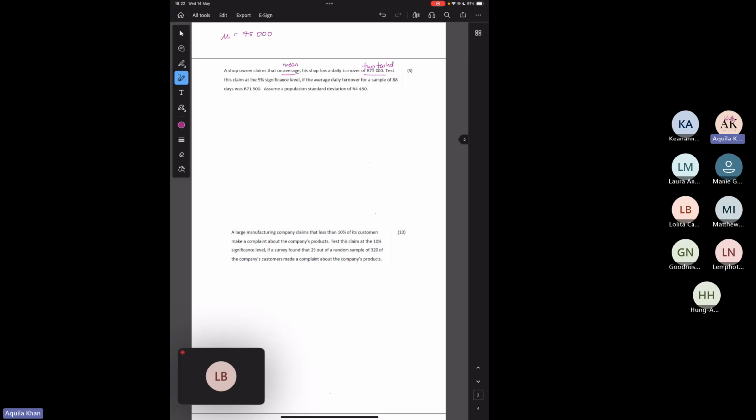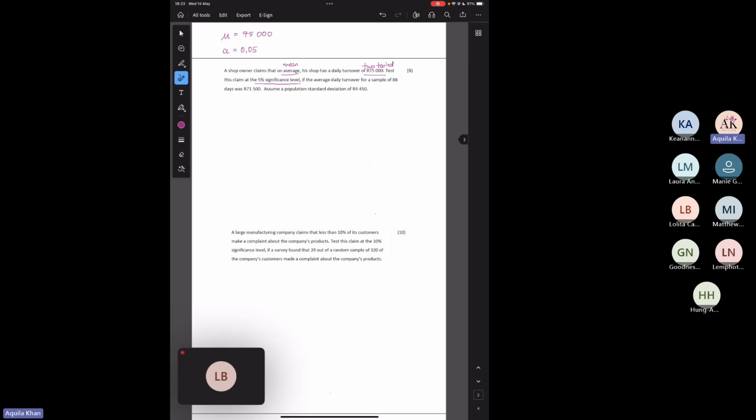Then it says test this claim at the 5% significance level. So you have your significance level here. So I'm just going to write down then that your significance level is 0.05. Remember, the letter alpha denotes your level of significance. So test this claim at the 5% significance level.